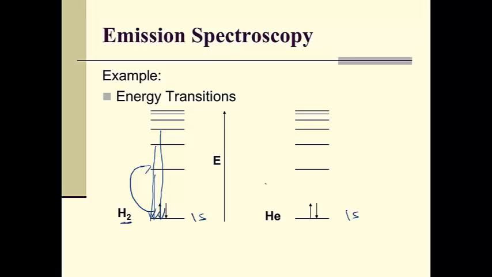Helium could jump up to here and fall back down, it could jump up to here and fall back down, it could jump up to here and fall back down. So let's call this energy level 1, this 2, this 3, 4. Same transition, right? It goes from 2 to 1. Here it's going from 2 to 1. Here it goes from 3 to 1. Here it goes from 3 to 1. So in helium and hydrogen, the electrons can jump up the same energy levels and fall back down again.